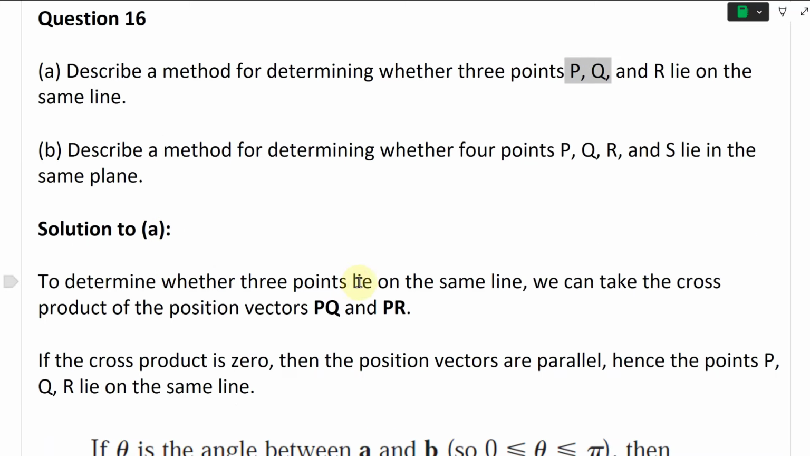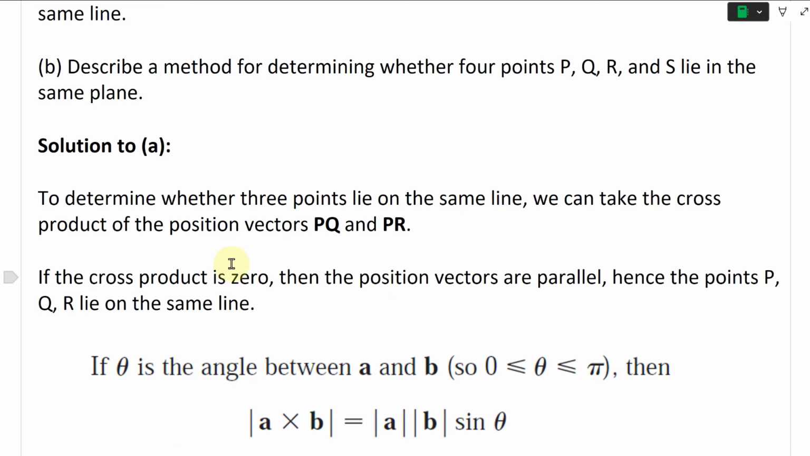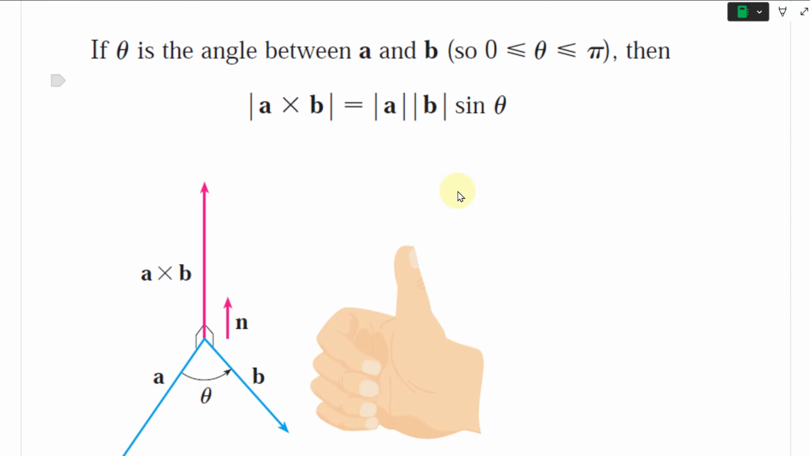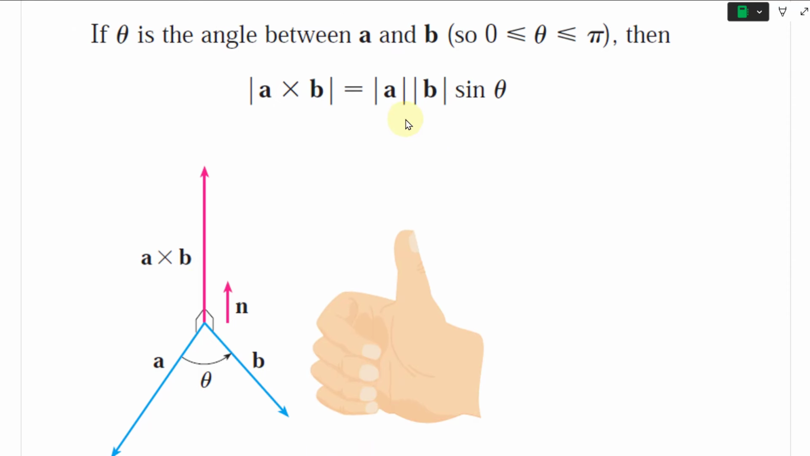To determine whether 3 points lie on the same line, we could take the cross product of the position vectors PQ and PR. If the cross product is 0, then the position vectors are parallel, hence the points P, Q, and R lie on the same line. Here are the notes from the earlier videos that I screenshotted. If theta is the angle between A and B, where theta is between 0 and pi, then the length of the cross product A cross B is equal to the length of A times the length of B times sine theta. And using the right-hand rule for the direction, this is going to be perpendicular to these right here.